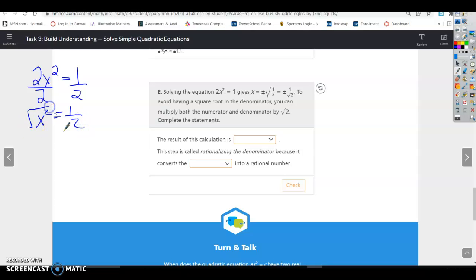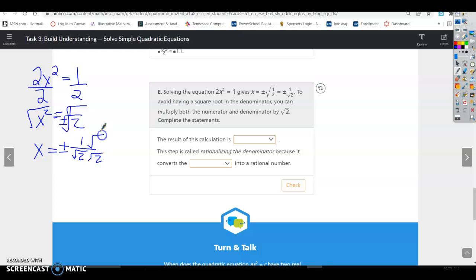And then we're going to take the square root. When we take the square root, we have plus or minus. X squared and square root cancel, so x equals plus or minus. Again, the square root of 1 is just 1. The square root of 2 is an irrational number, so it stays the square root. But they want us to rationalize the denominator. So it says you can multiply the numerator and denominator by this number.